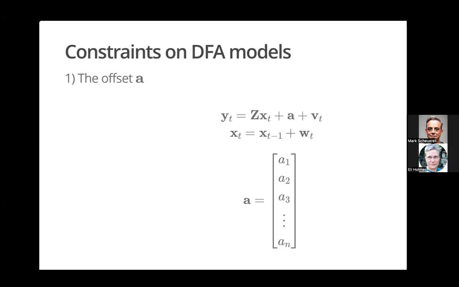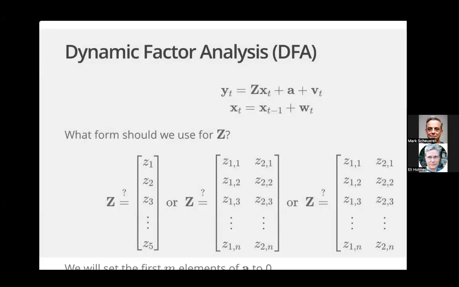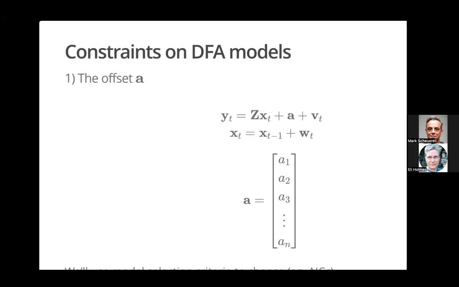So the way we have to do this, we start with something like this. In a DFA model, we have to set the first M elements to 0. And M here, remember, is the dimension of the state. It's how many rows we have in the state. In this one it's 3, so we'd have to set the first 3 elements of this to 0, and then all the others could be non-zero.